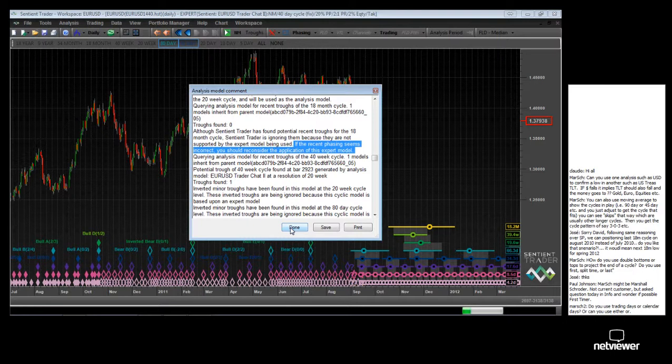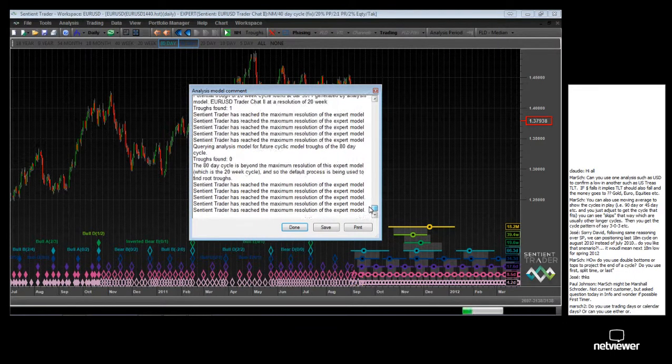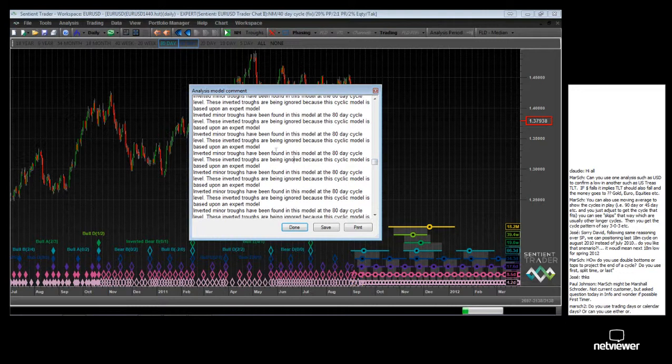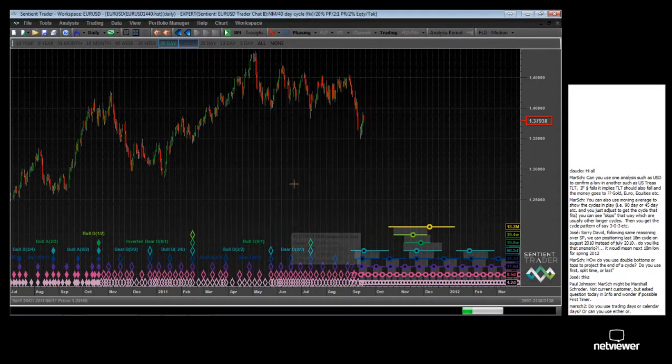It says here, also, that Sentient Trader found potential recent troughs for the 18-month cycle. Sentient Trader is ignoring them because they are not supported by the expert model being used. If the recent phasing seems incorrect, you should reconsider the application of the expert model, and so on and so forth. Sentient Trader always thinks it's right, of course, but when you present it with an expert model that disagrees with what it thinks, it's going to ask lots of questions and put things like that up there for you. So that makes for some interesting reading.